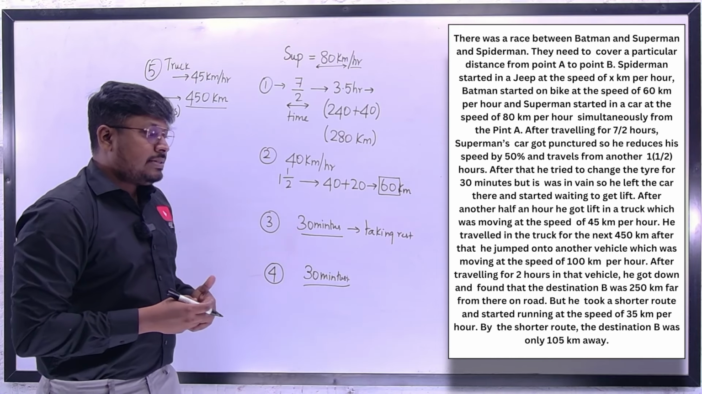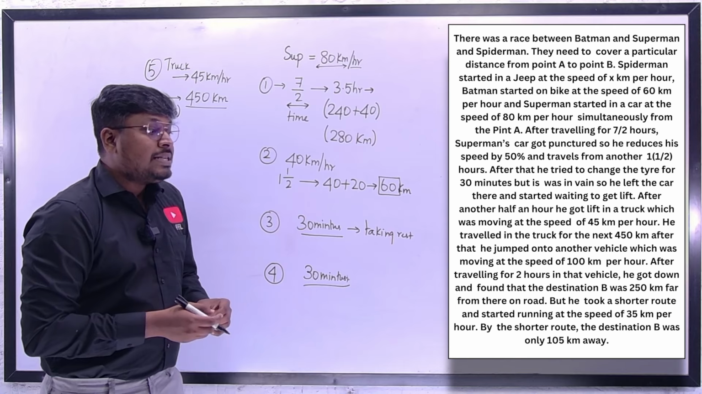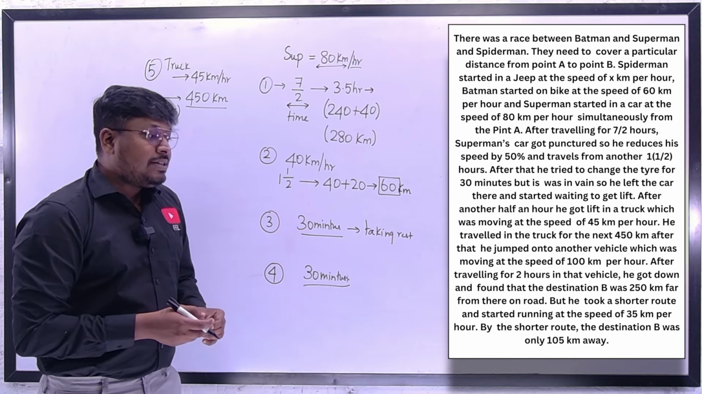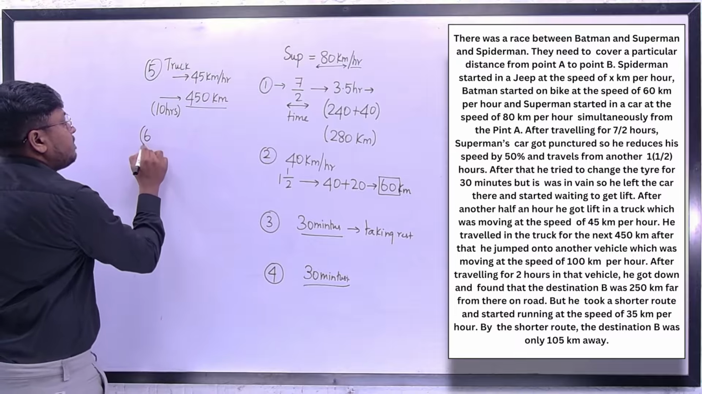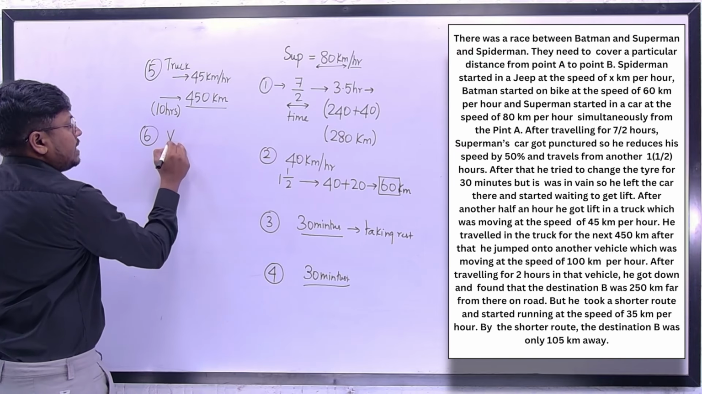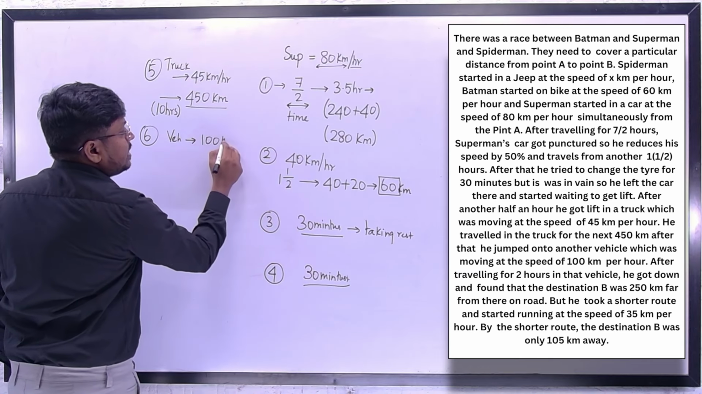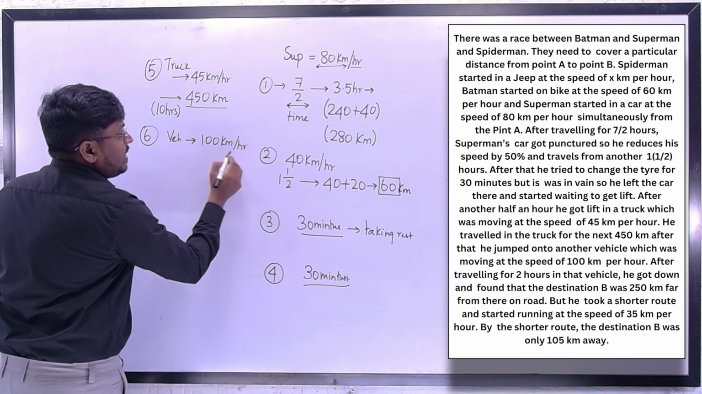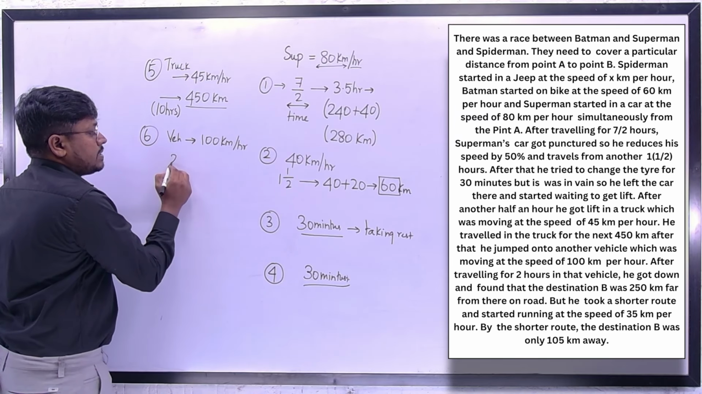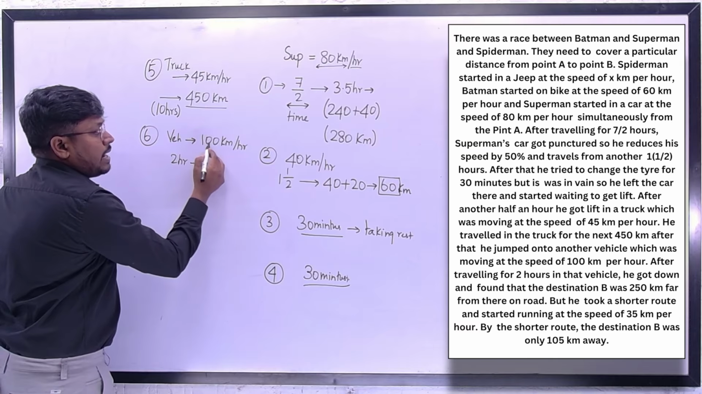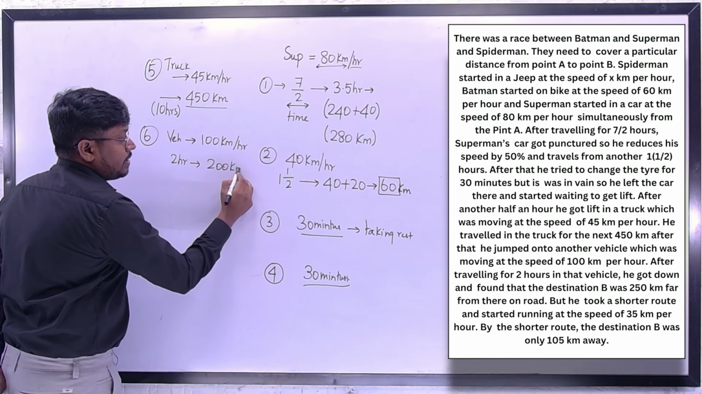So next point is, he jumped into another vehicle moving at a speed of 100 kilometers per hour, after traveling for 2 hours in that vehicle. So he is jumping to another vehicle. Let's assume this vehicle's speed is 100 kilometers per hour. After the truck he is again traveling for 2 hours. So 1 hour is 100 kilometers, so in 2 hours he will be traveling another 200 kilometers.